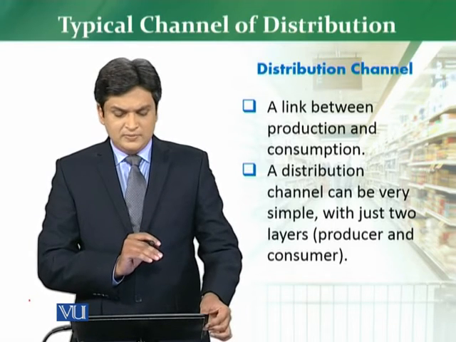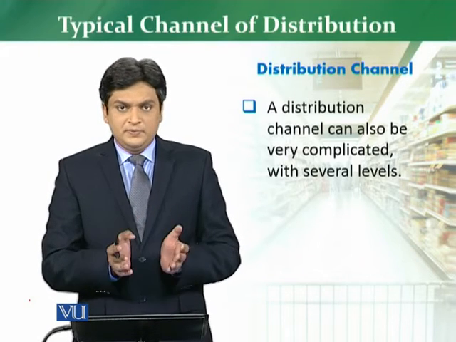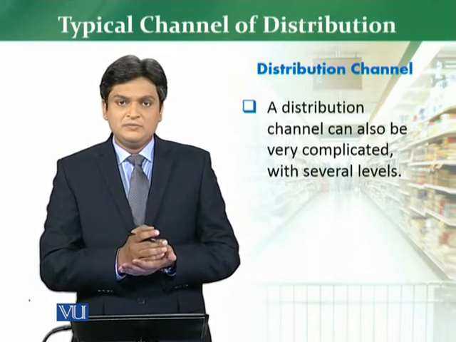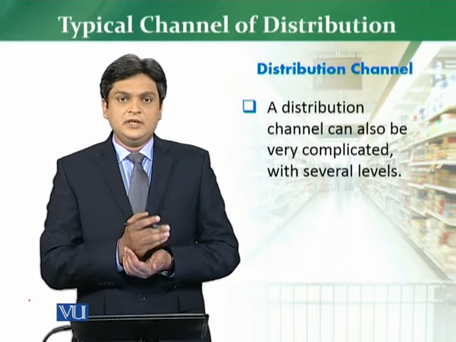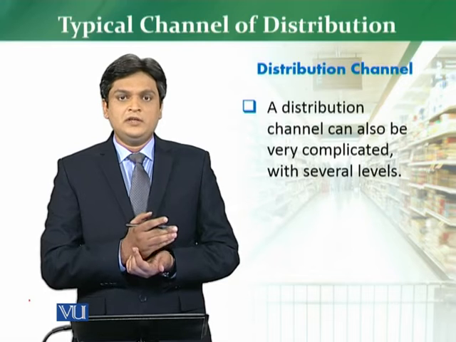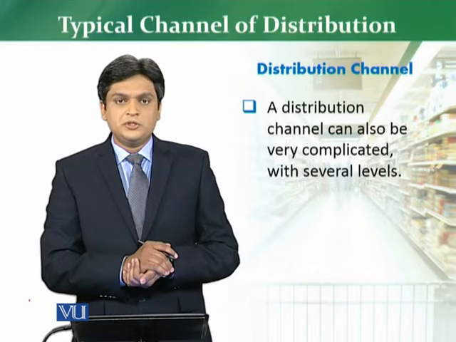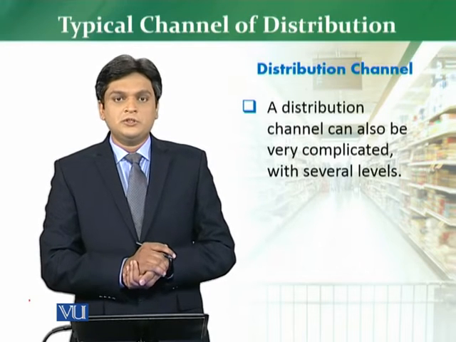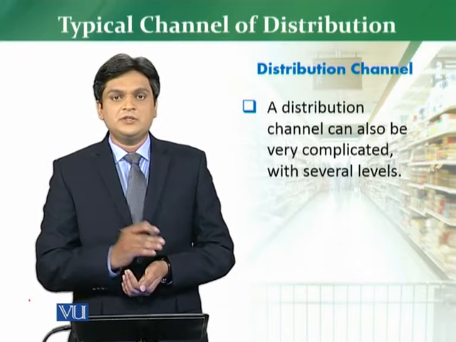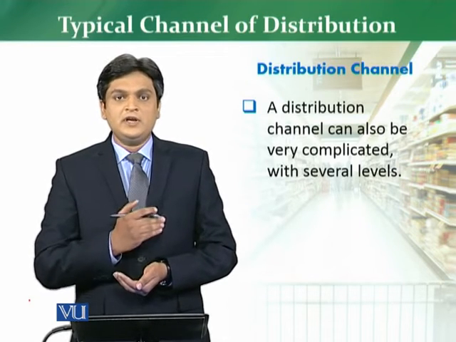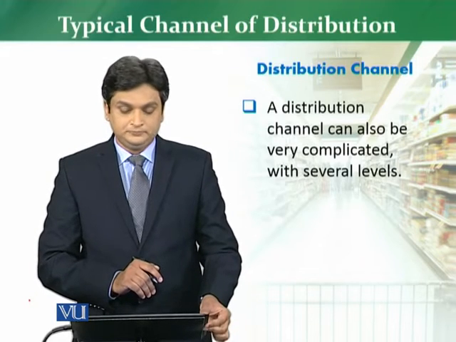Next, it can also be multi-layered, where different intermediaries get involved in the whole process. For example, in this case, the product will not go directly from producer to consumer. It will go from the producer to the distributor or to the wholesaler, and from the wholesaler to the retailer, and then from the retailer to the consumer. So that means different levels, different layers are added into this distribution channel.